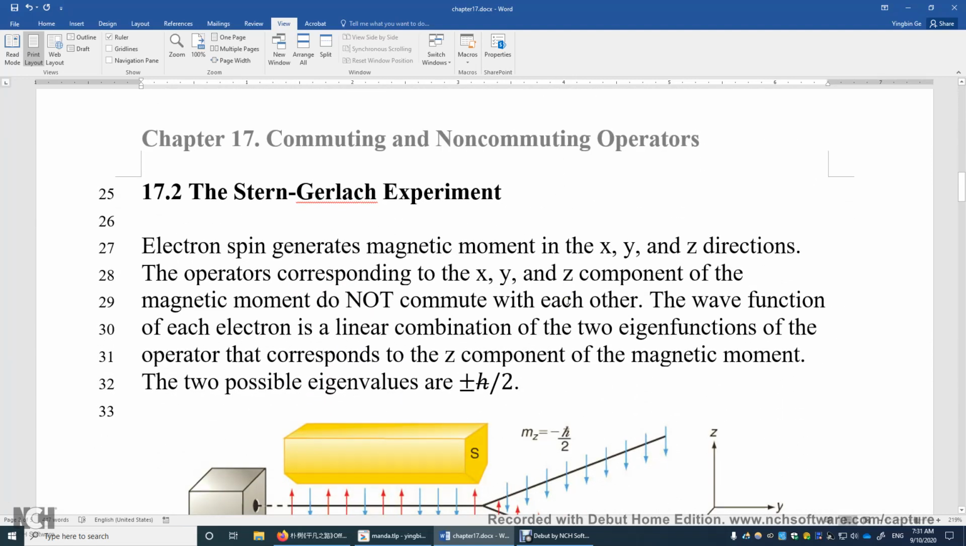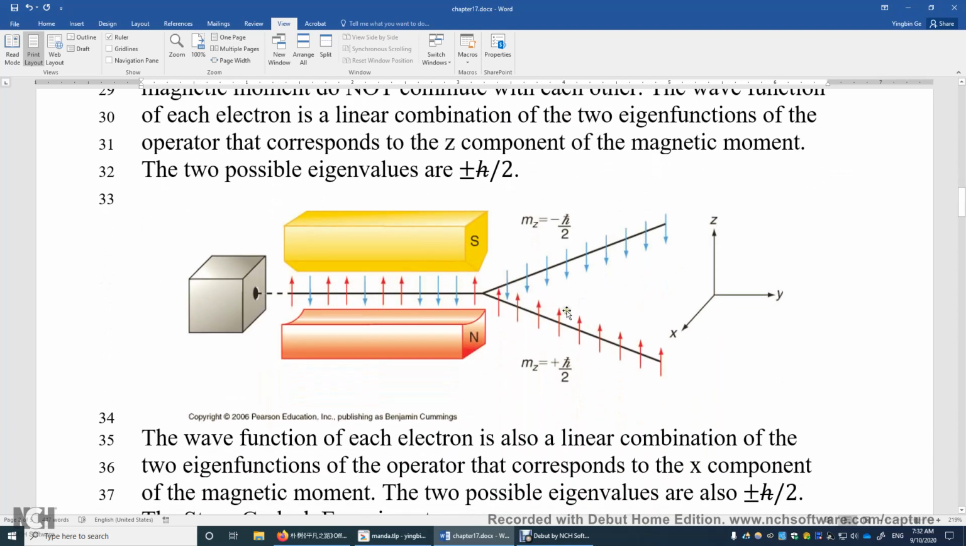Section 17.2, the Stern-Gerlach experiment. So in this experiment, I will show you this experiment. So we have a bunch of electrons passing through this magnetic field, and half of these electrons spin about the z-axis in the clockwise direction, half counterclockwise. All right. So when they pass this magnetic field, half of the electrons will change their trajectory upward. Half will change their trajectory downward.